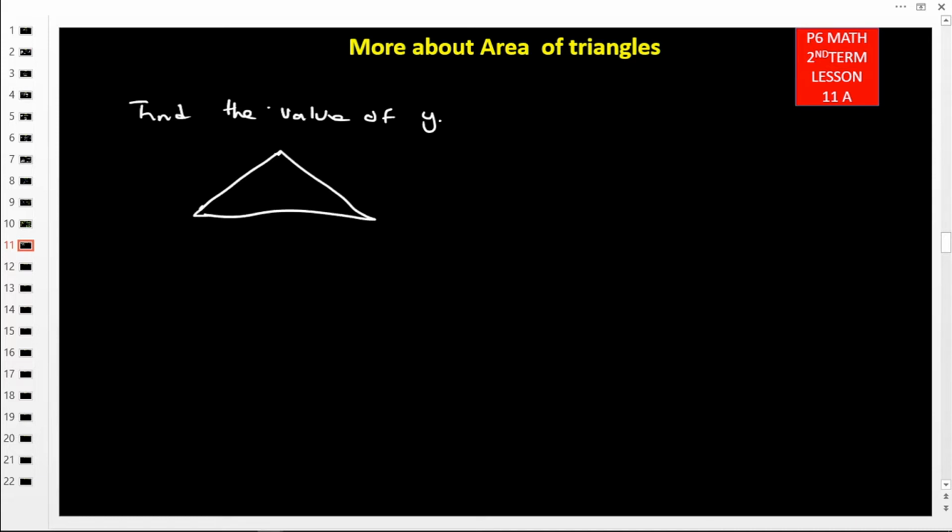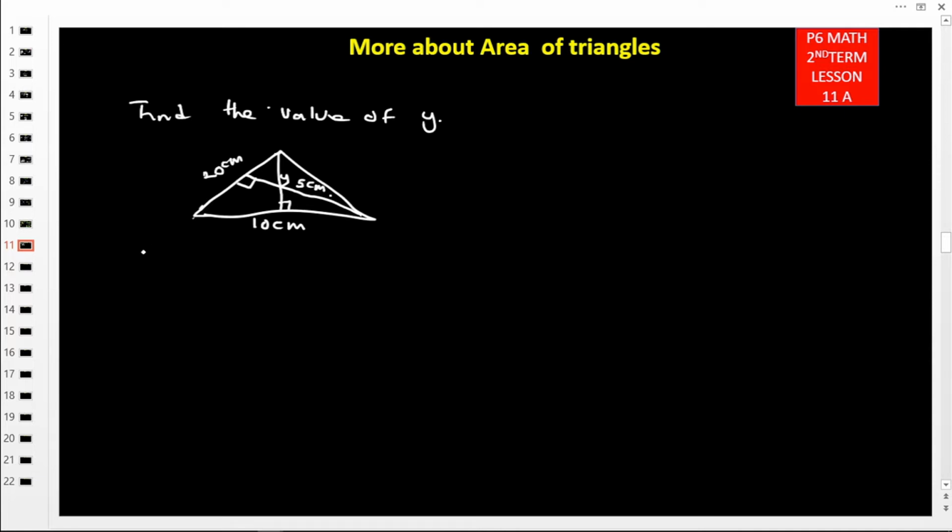This triangle has its height here, and it has the base at 10 centimeters. This is y. Then we have another triangle. This other triangle has its height here, and its height is there. So meaning that where you are seeing this one sitting, this one becomes the base. This one is 20 centimeters, and this one is 5 centimeters. So we want to find the value of y. So y is the height.